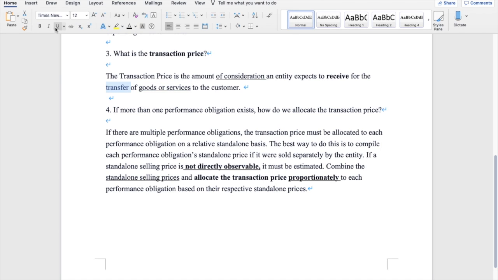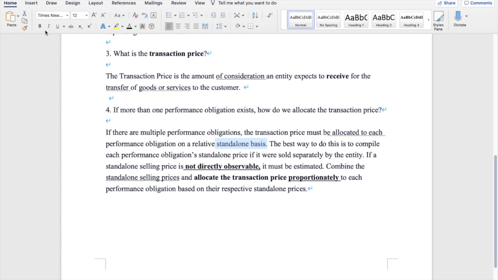And the last question is, if more than one performance obligation exists, how do we allocate the transaction price? So the answer would be, if there are multiple performance obligations, the transaction price must be allocated to each performance obligation on a relative standalone basis.